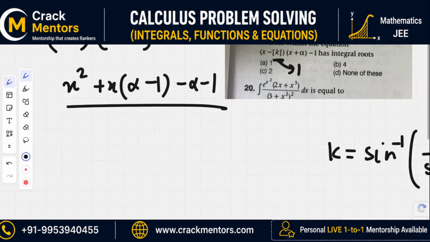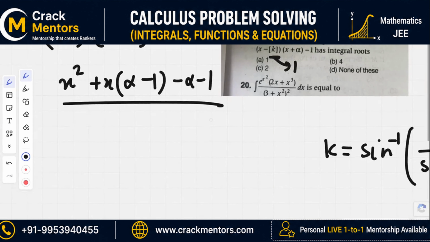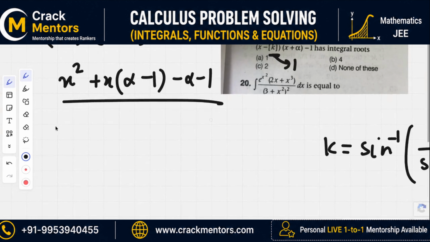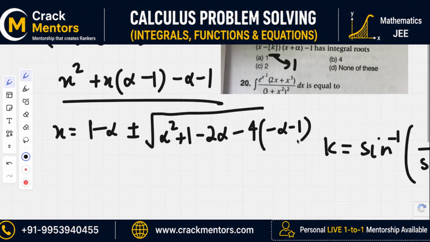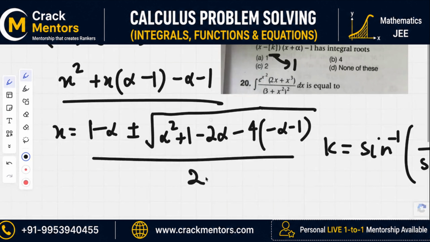Tell me one thing. It is having integral roots. So should we start with discriminant? See, the x would be, it would be what? Minus b. So that is 1 minus alpha plus minus root of b square minus 4ac. B square is how much? Alpha square plus 1 minus 2 alpha minus 4ac. A is 1 and c is what? This minus alpha minus 1. So minus alpha minus 1. Correct? Upon 2a.